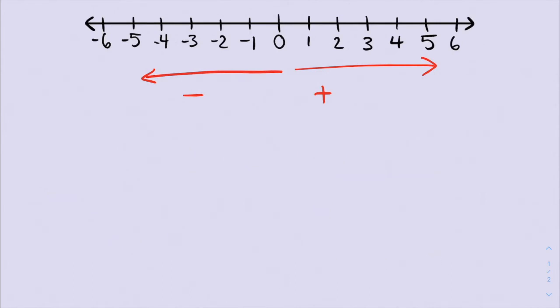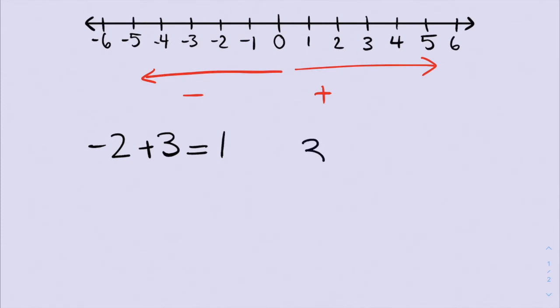So now we're going to try something a little different. What if I start at negative 2 and add 3? So we're going to start at negative 2, and because we're adding, we're going in a positive direction, so to the right. So we go 1, 2, 3. And so negative 2 plus 3 equals 1.